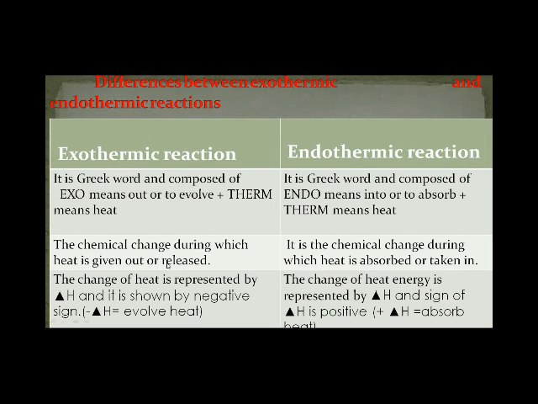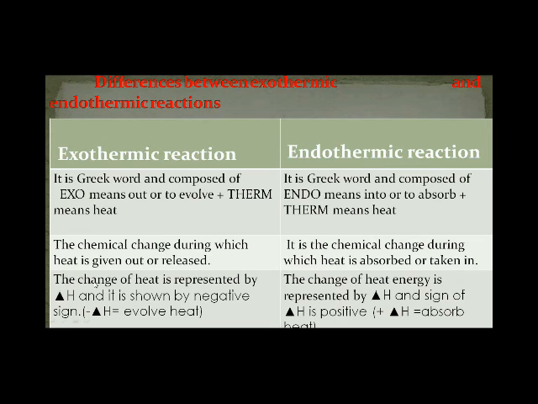system to the surrounding, whereas in this it is a chemical change during which heat is absorbed or taken out. In simple words, we can say an endothermic type of reaction needs heat energy from the surrounding to a system. So that's why the reaction will be completed. Otherwise the reaction will be slowed down.